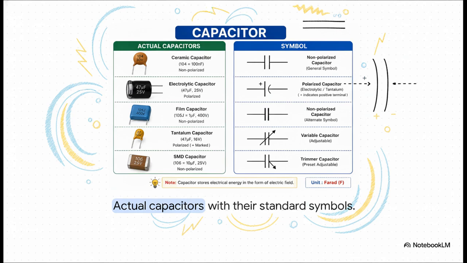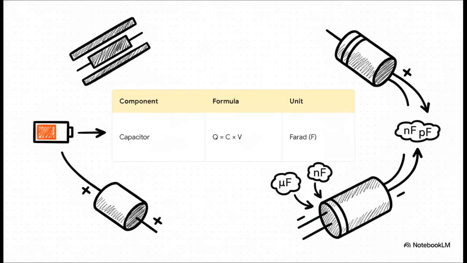Once again, you gotta love the genius of these electrical symbols. The general symbol for a capacitor is just two parallel lines separated by a gap. It literally mirrors its internal physical structure, two conducting plates separated by an insulator. Simple, right? The core formula here is Q equals C times V, where Q is the charge. The SI unit of capacitance is the farad.